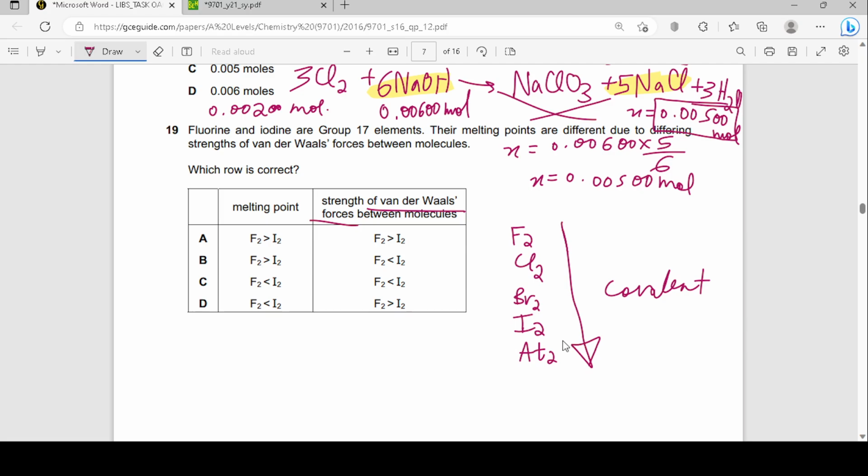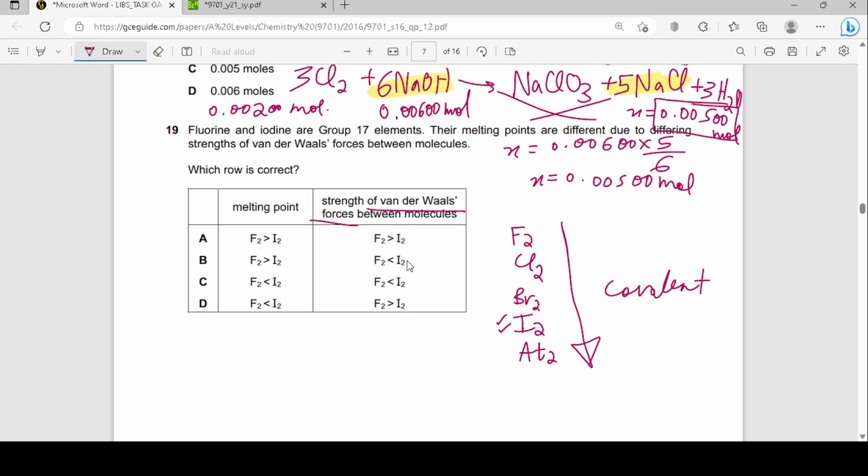And because I2 has stronger intermolecular forces, right? Because of that, it will have a higher melting point. Wait, I2 has stronger intermolecular forces, right? And so basically, first let me just put things down, okay? So I2 has stronger. This is the opposite. Strength of van der Waals forces.